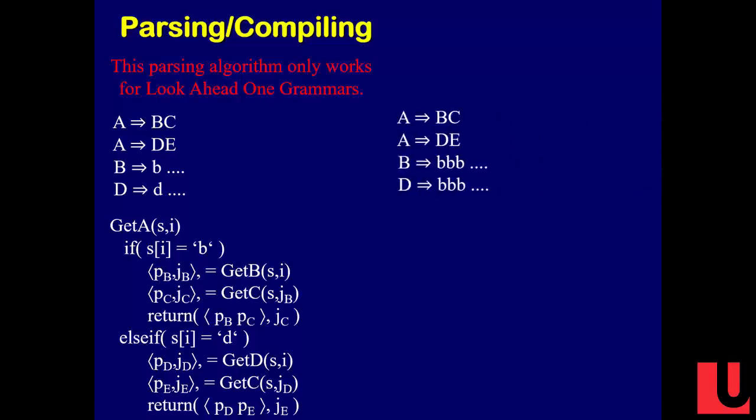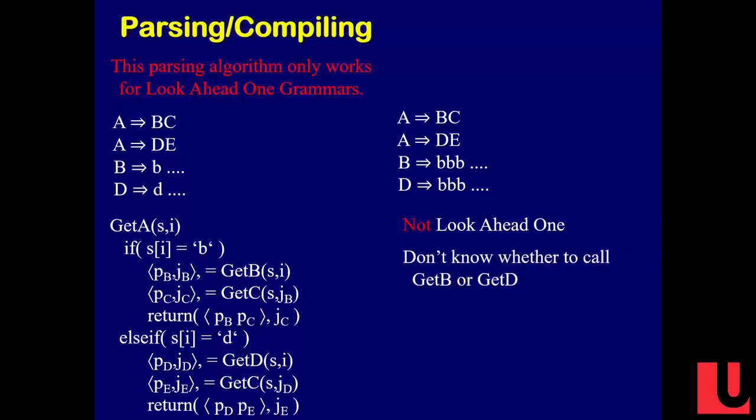All right, so here's the example where B and D could both begin with a b, in which case we don't know which rule to call. It's not look-ahead one, and we don't know whether to call get B or get D.